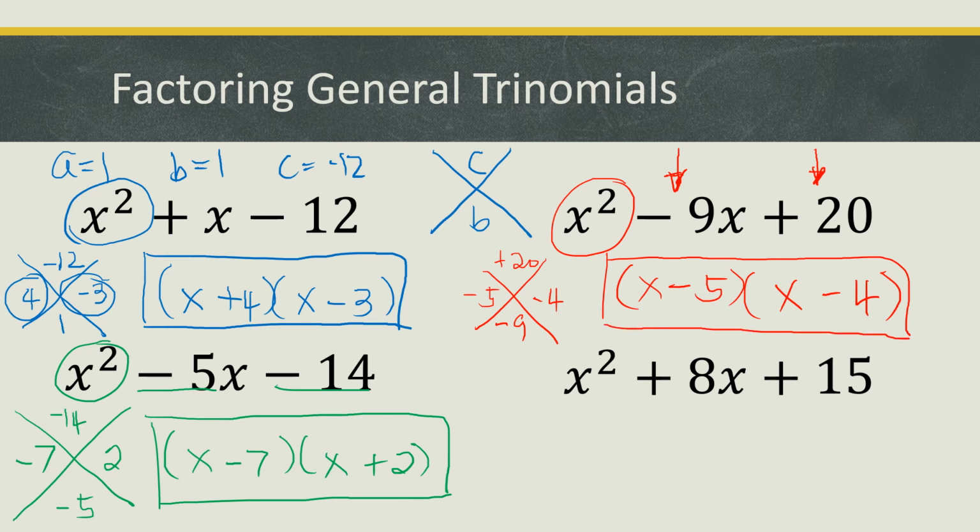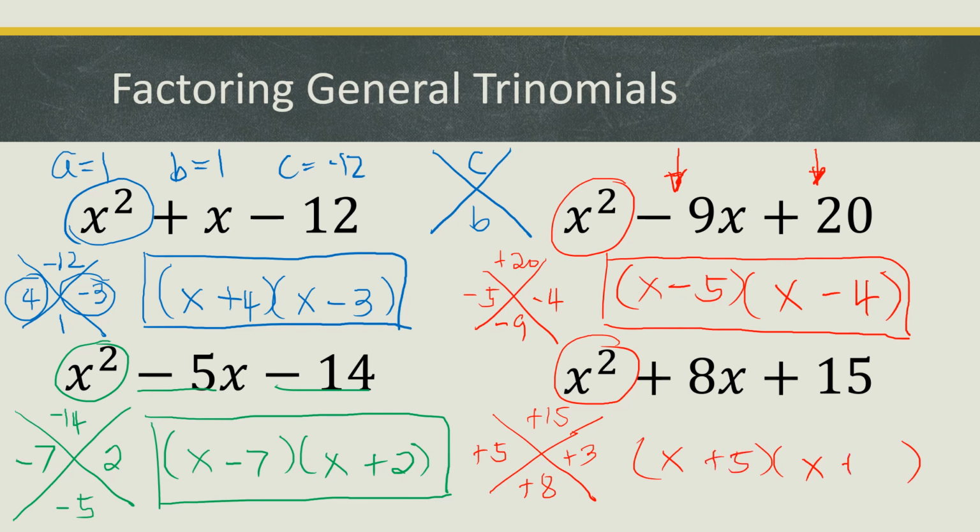And the last one is, letter C value is positive 15, and letter B value is a positive 8. So what are the two factors of 15 that once we add, we will get 8? And that is positive 5 and positive 3. So therefore, we can now have the two factors, x times x for the first term of the trinomial, and then plus 5 on one side and plus 3 on the other side. So x plus 5 times x plus 3.